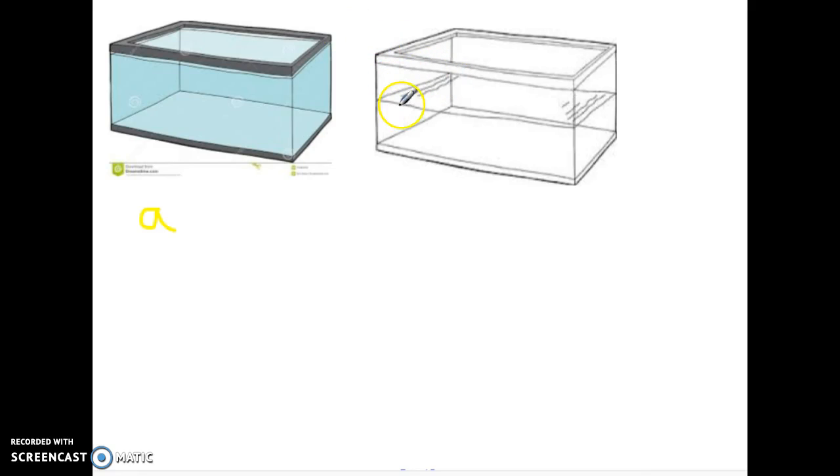Now this one is not filled. Now notice this dimension is still the same. It has not changed. This dimension is still the same. It has not changed. When they poured water out, the only thing that's different is the height. Now the height is shorter than it is over here. There's not as much water in it, so the water doesn't go up as high.